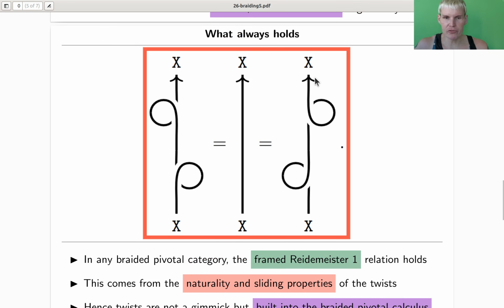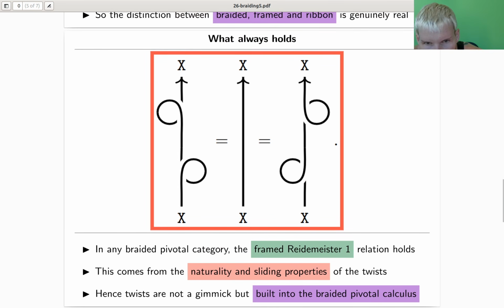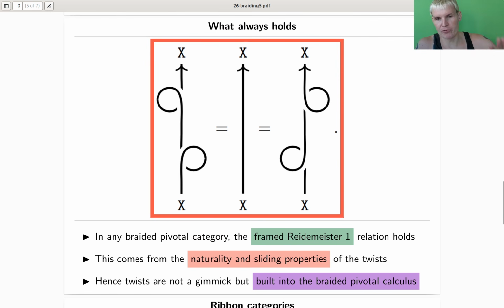This one is always true. It's kind of a little bit boring, and it's related to framing. I'm going to do that eventually, but not now. And you can also just prove it. It just comes from the structure of a braided pivotal category.